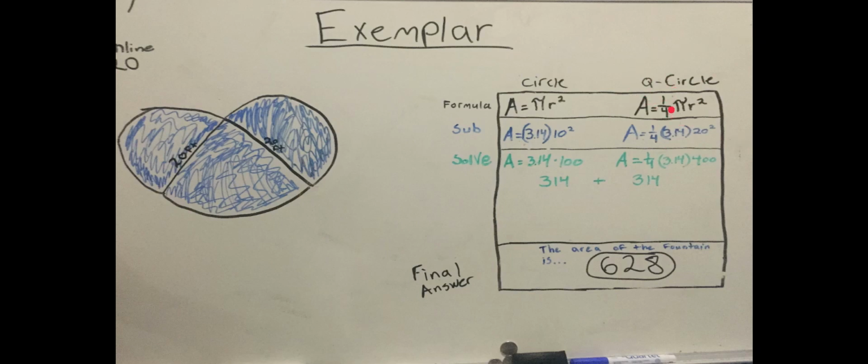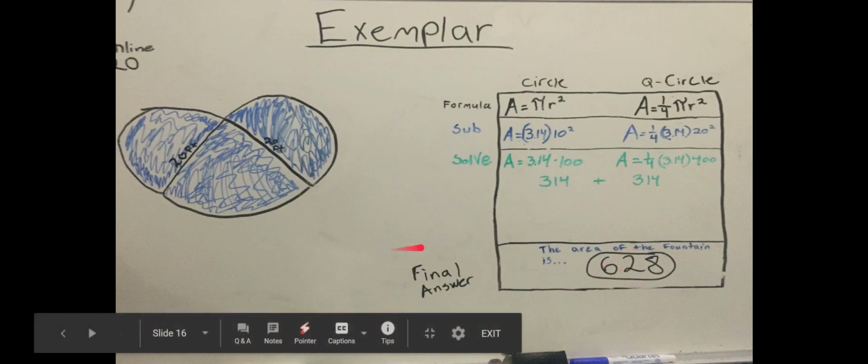Did the same thing. I have my formula for quarter circle right here. Then we substituted, and then we solved. I got 3.14, added them together, and the area of this entire fountain is 620 feet squared. I should have wrote feet squared here, right? Because we're dealing with feet.